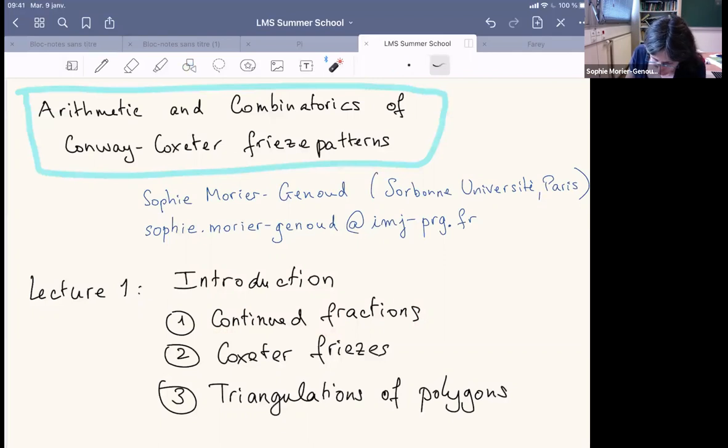Then, of course, I will give you the definition of Coxeter frieze. And for the combinatorial side, I will need the notion of triangulations of polygons. And so I will discuss this in the third part. I will use my iPad as a whiteboard. So I'm going to write, and everything can be made available later as a PDF file if you want. So let's start.